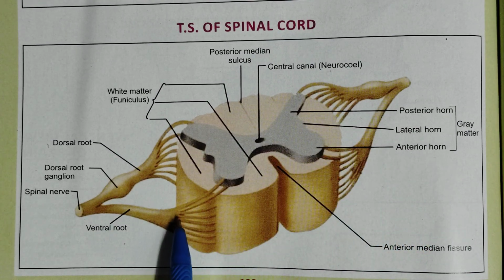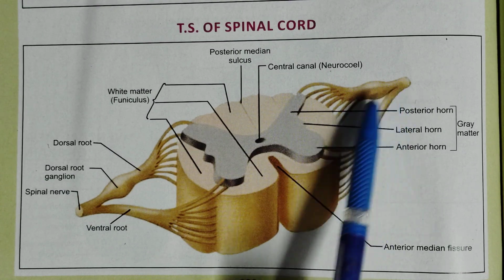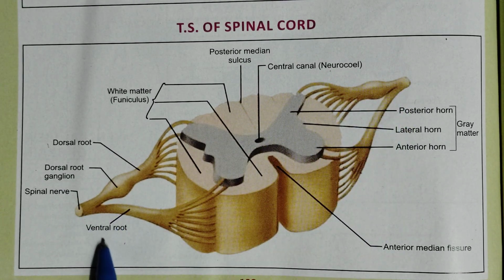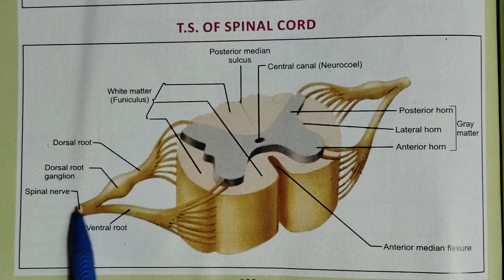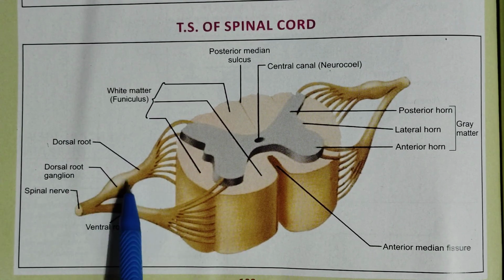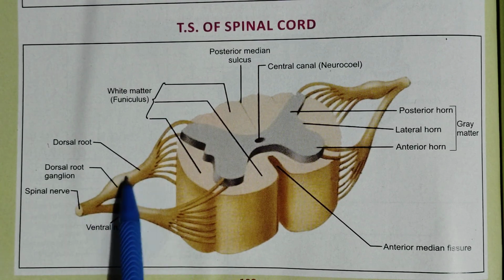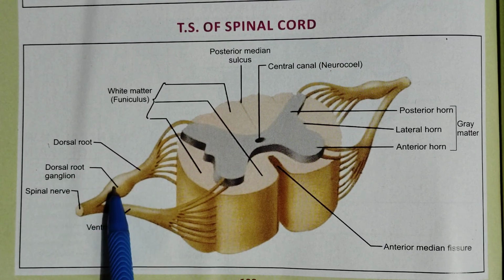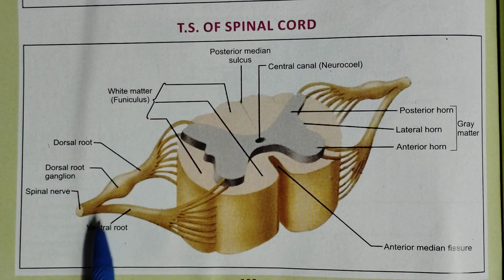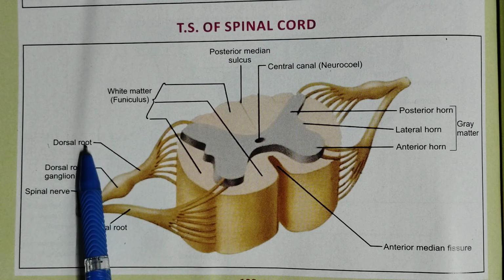And these nerves start here and are collected here. This is the ventral root, and it forms the spinal nerve. This root-like structure is called the dorsal root ganglion. This is the dorsal root, and this is the ventral root. Dorsal means behind.